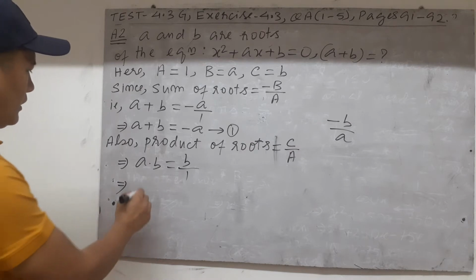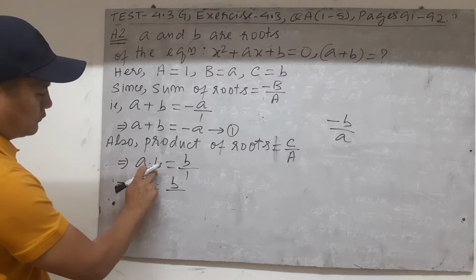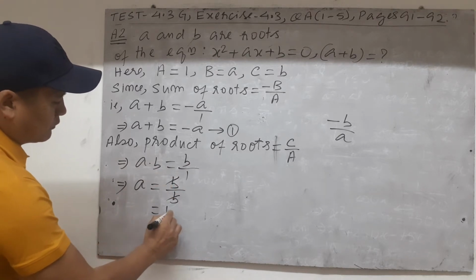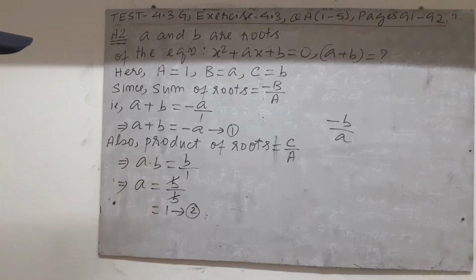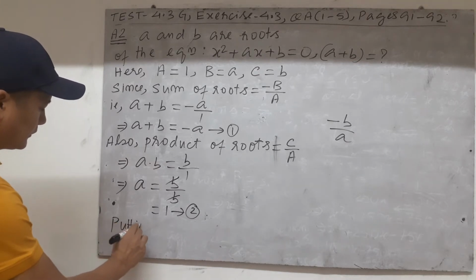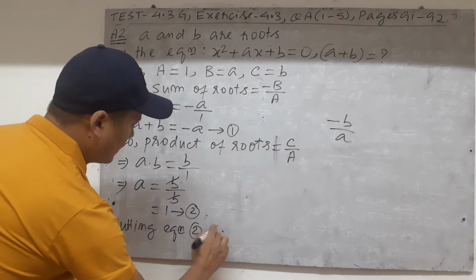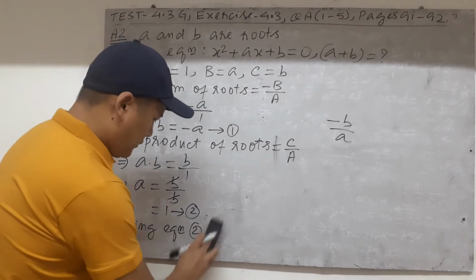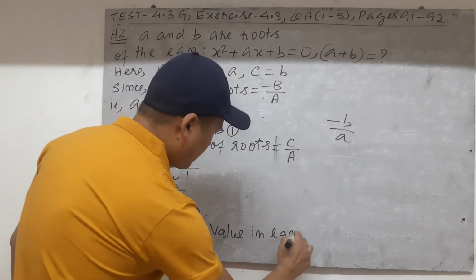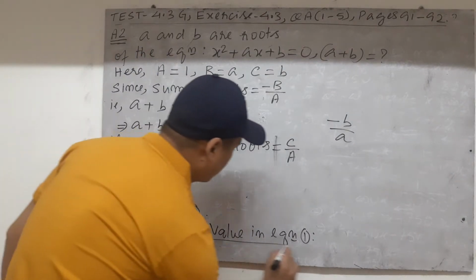So let's say a, I put here, and b divided by this b, if you shift to the right side, it will come down, b ones are b. These two cancel, means a equal to plus 1, and you're getting equation number 2, let us say. So you write here, putting equation 2 value in equation number 1.